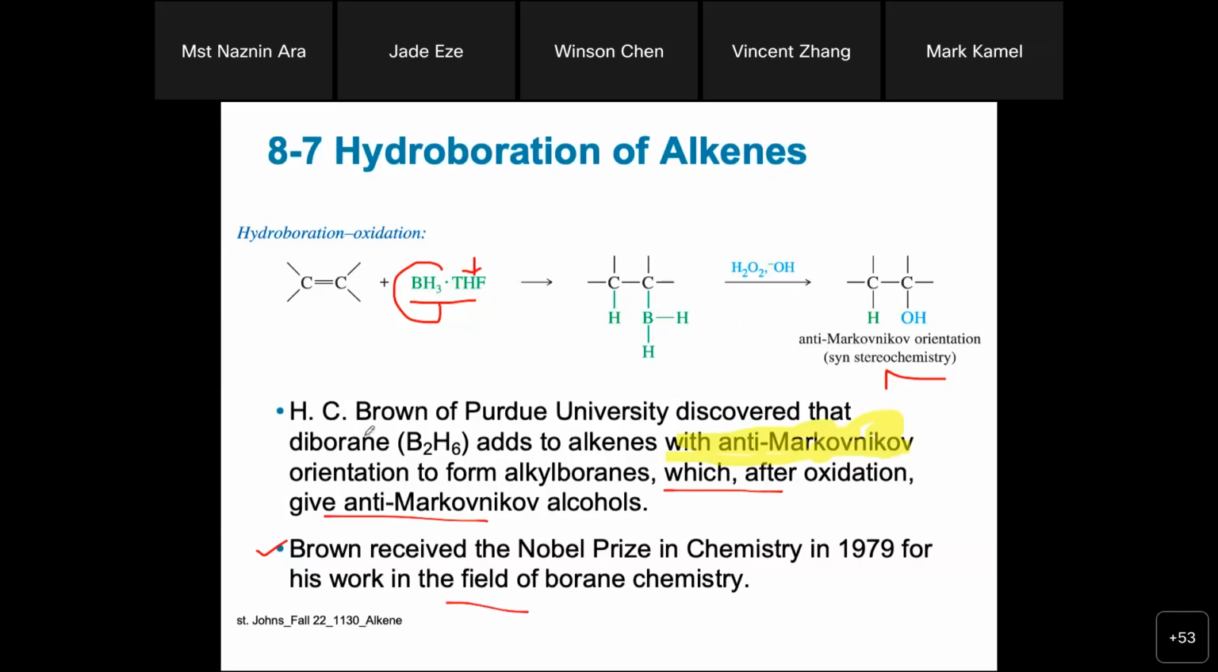Okay. So H.C. Brown from this university discovered that diborane adds. So this is actually hydroboration. This B2H6, diborane, adds to alkene with anti-Markovnikov orientation to form alkylboranes, which after oxidation give the anti-Markovnikov alcohol. And he won the Nobel Prize in 1979 for this work. I mean, he is a pioneer.